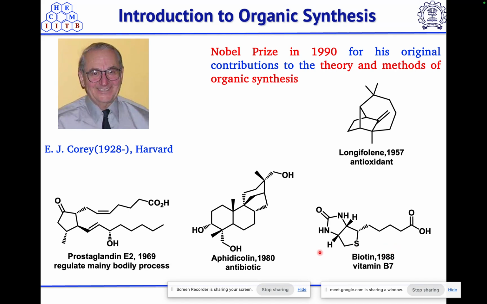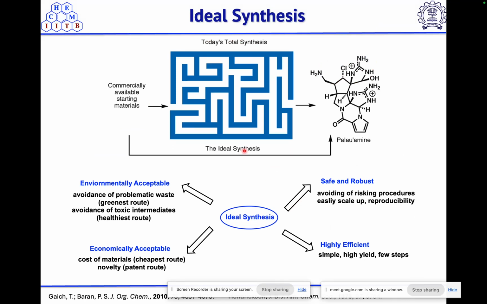So you can see how in the early days Professor EJ Corey or RB Woodward synthesized highly challenging molecules in those days. Now it becomes easier because of more experimental facilities like NMR, mass spectrometry. So now coming to what is this ideal synthesis, or what is total synthesis.